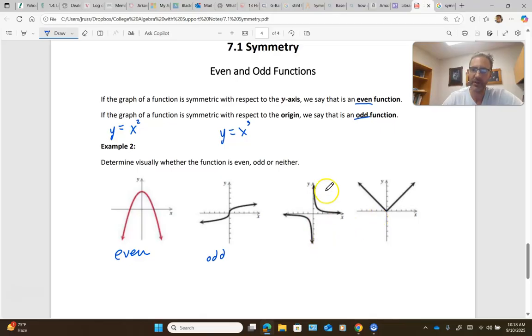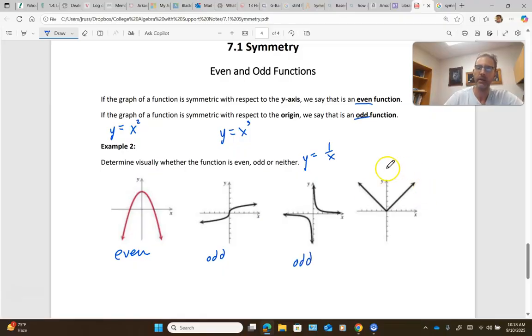What about this one? We've seen a graph of this before. This would be the function y equals 1 over x. Okay. This one is odd as well, guys. Because this piece right here, if you rotate it about the y-axis, it would end up over here. And if you rotate that piece about the x-axis, it will end up right here, in the diagonal quadrant. So that is an odd function.